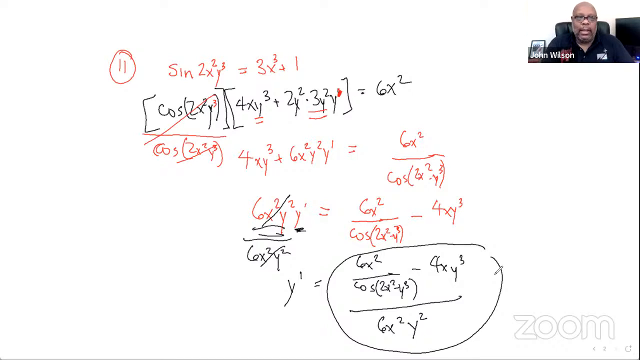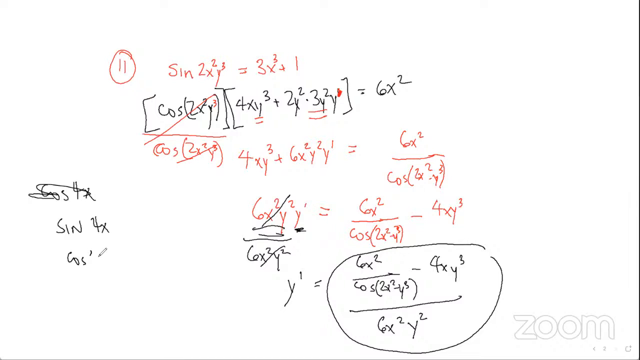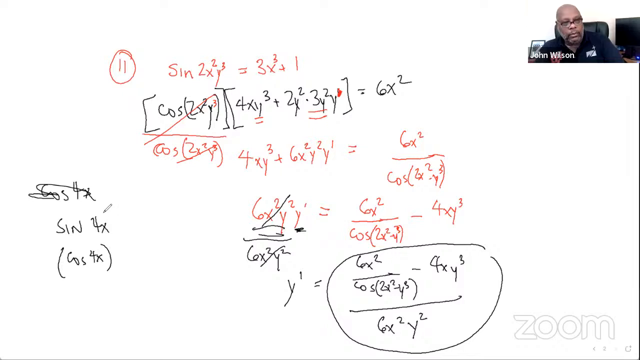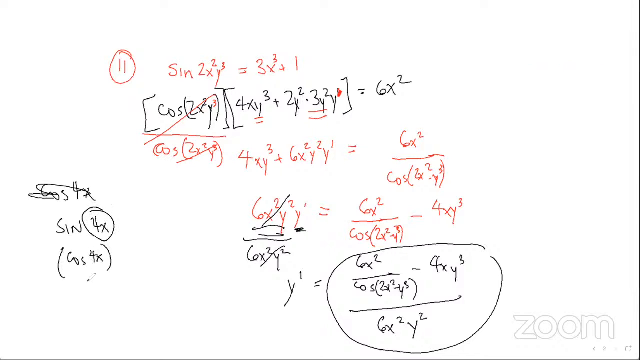Excuse me, Deacon. I wasn't here for the first part. Why did you put the product rule on to make 4xy? Okay, I'll tell you why. What's the derivative of sine 4x? It's cosine 4x, times what? Times 4, the derivative of the inside. Right.